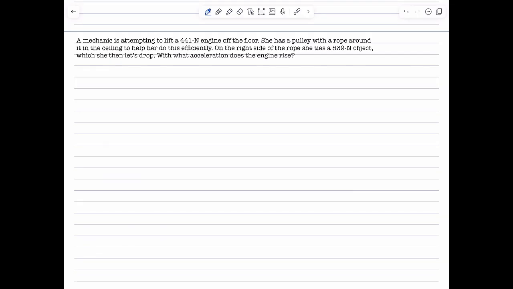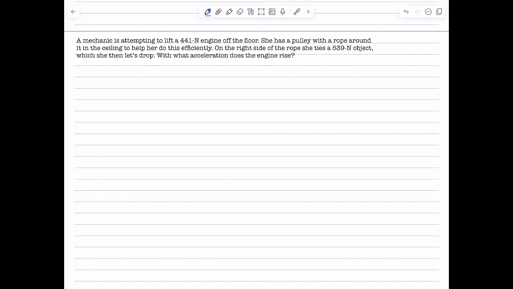Hey everybody, we are going to look at a pulley problem, a free body diagram problem involving pulleys. Our problem says that a mechanic is attempting to lift a 441 Newton engine off the floor. She has a pulley with a rope around it in the ceiling to help her do this efficiently. On the right side of the rope, she ties a 539 Newton object, which she then lets drop. With what acceleration does the engine rise?